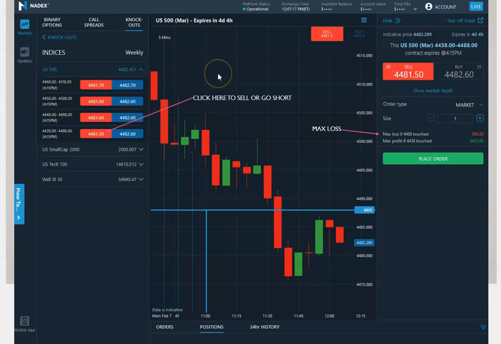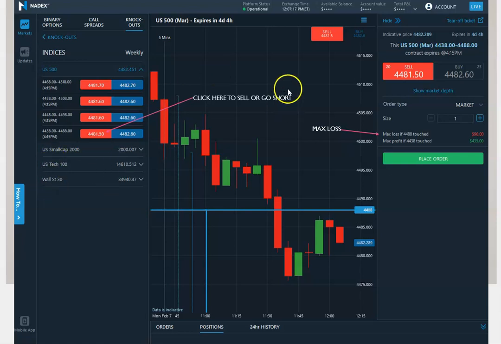And it will come. I know it can be fast. I highly suggest if you're trading these knockouts, find something you like. It could be the US 500, it could be the Russell. Whatever it is, don't try to trade them all, because there's really no advantage to that. You can do very well just trading one of them.